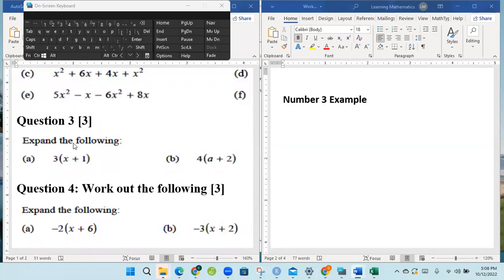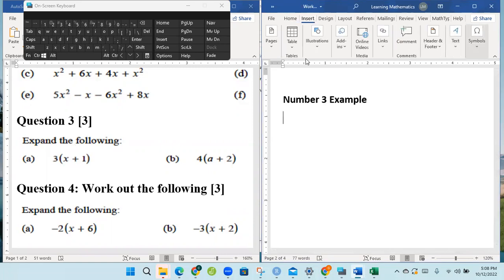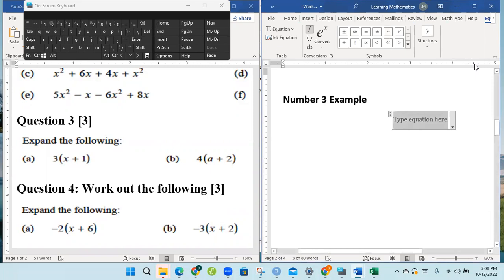This question says expand. Now, from now on, in algebra, whenever you hear the word expand, in English, expand means get wider. Specifically in algebra, expand implies you have to multiply. So you have to multiply to make wider, if you want to put it that way. Okay, so you can look at it that way.